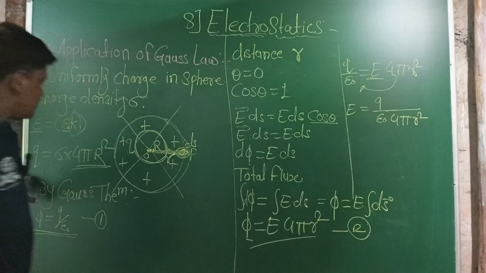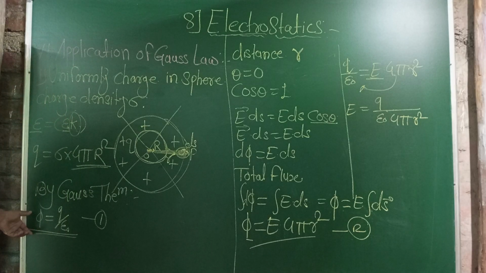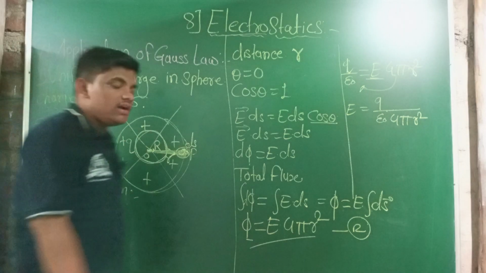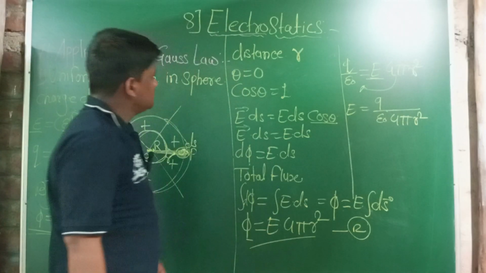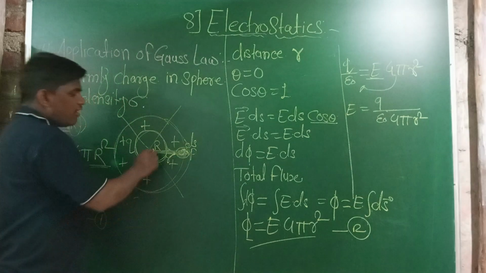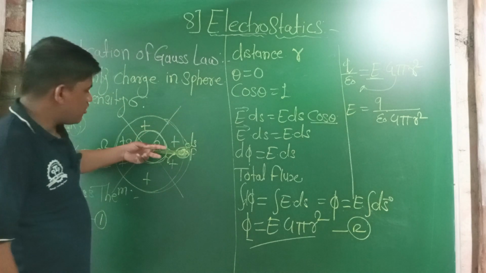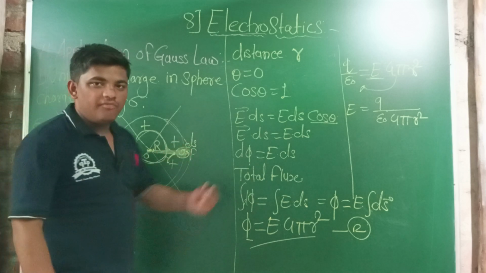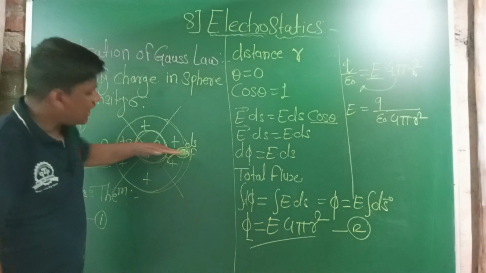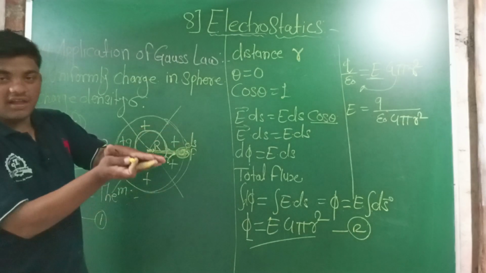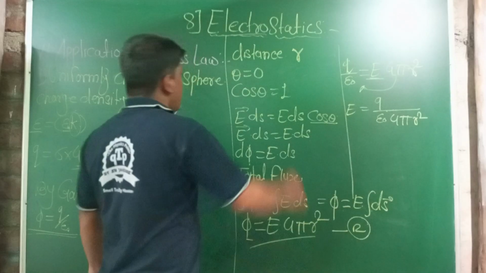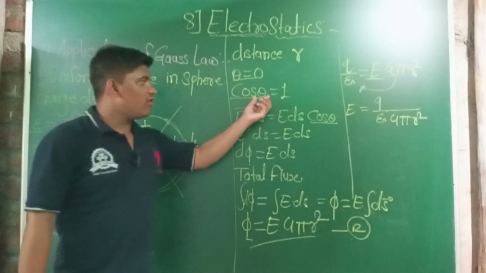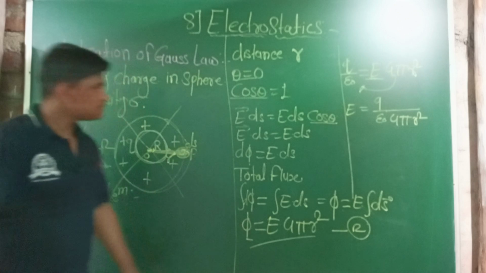After that, we know the Gauss theorem: phi, the electric flux through a closed surface, is equal to the net charge in that closed surface divided by the permittivity of free space. And the angle of direction must be 0, because they both point in the same direction. The angle with ds is 0. If the angle is 0, then the cosine of that angle must be 1, because cosine of 0 is 1.